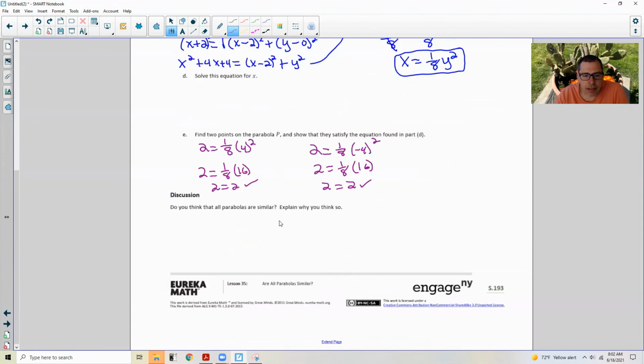Okay, so next is the discussion. Do you think that all parabolas are similar? Explain why you think so. Okay, so the answer to that is yes, because they all have the same basic shape. We can rotate them, we can shift them, and we can adjust the p in our leading coefficient to get them to land on the same location. So we can do translations and dilations to get them to be equal, so they are similar.